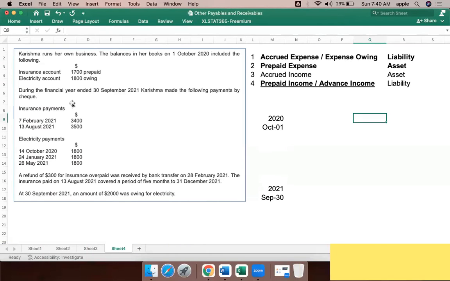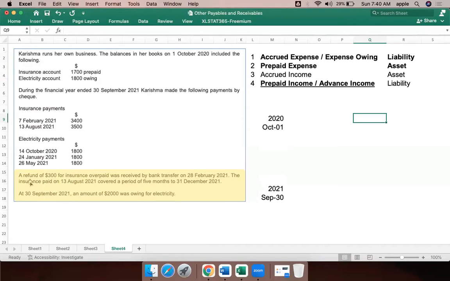Now read out the next line. During the financial year ended 30 September 2021, Karishma made the following payments by check. Insurance payments on 7 February and 13 August, twice in the year, and electricity payments three times. A refund of $300 for insurance overpaid was received by bank transfer on 28th February 2021. The insurance paid on 13 August 2021 covered a period of 5 months to 31st December 2021. At 30th September 2021, an amount of 2,000 was owing for electricity. So the requirement is to prepare the insurance account and the electricity account.